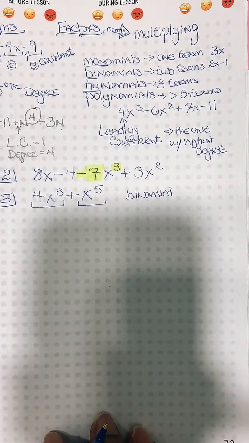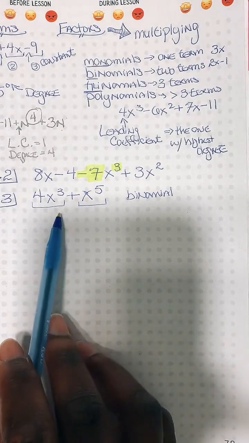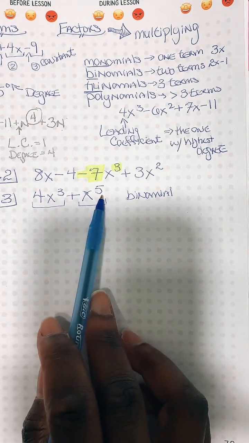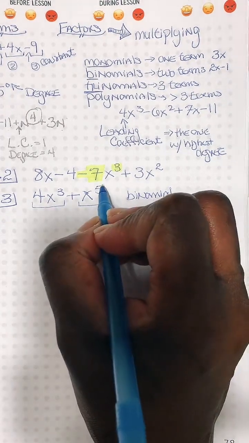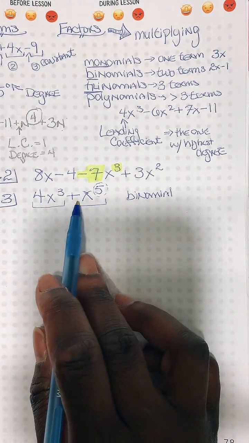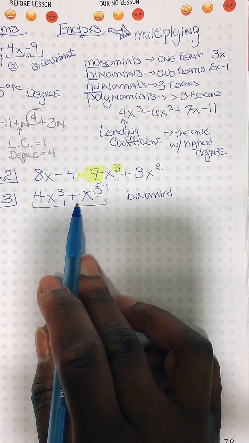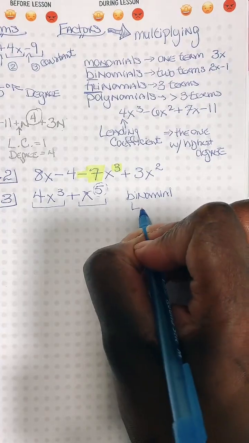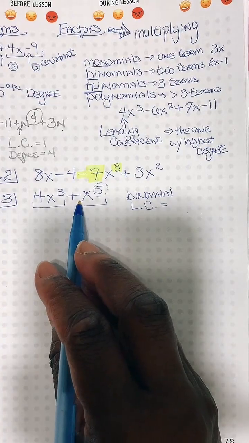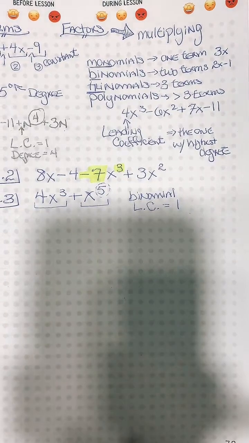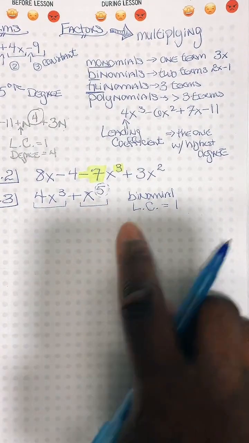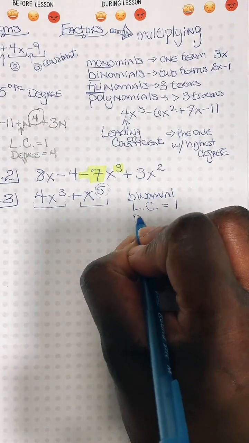Now, what is my highest degree? That's going to be based off of the exponent. We have a cube and we have to the 5th power. Which is bigger? The 5th power. Since this is my highest degree, the number in front of the variable, including its sign, is going to be my leading coefficient, my LC. If we don't see a number there, it's assumed that it is a 1. All right? So binomial, 2 terms, highest degree is to the 5th.